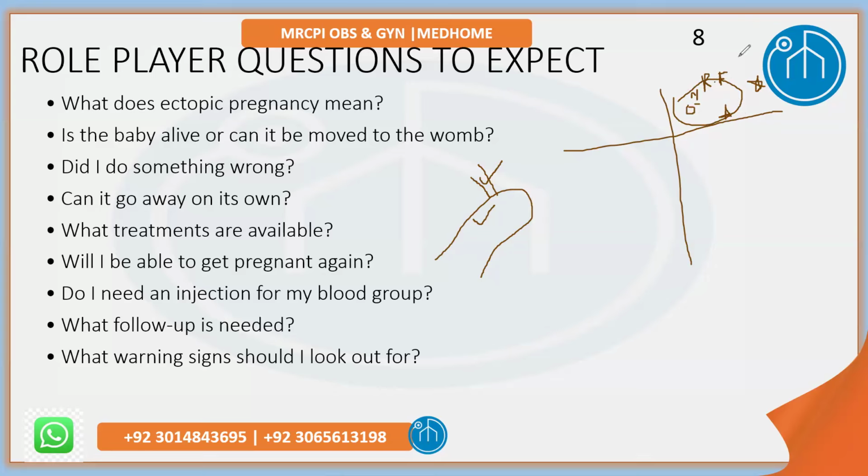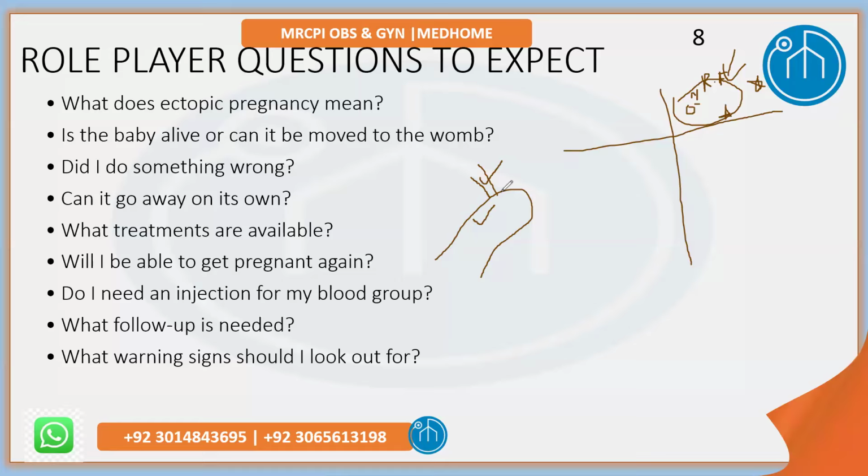When you do the management part, look into these risk factors. No risk factor should be left unaddressed. You have to look into this. So if I ask, do I need injection for my blood group? You can tell me that for future baby protection, we have to give it, because your blood group is O negative. What is the blood group of your partner? This we ask in the long case usually. Here you just give her the injection.